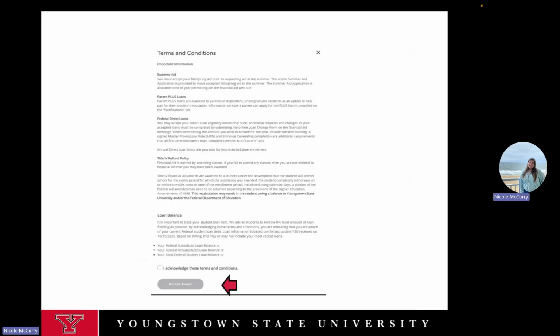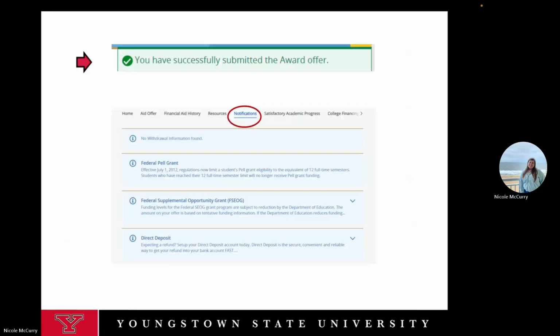Once you accept the aid that you would like, you're going to come across the terms and conditions. It's important to read over the terms and conditions carefully, and if you have any questions at all, give us a call before signing. Once you have understood your terms and conditions, you'll acknowledge the terms and conditions and accept award. After you have accepted your award offer, you'll be able to see that you have successfully submitted the award offer.